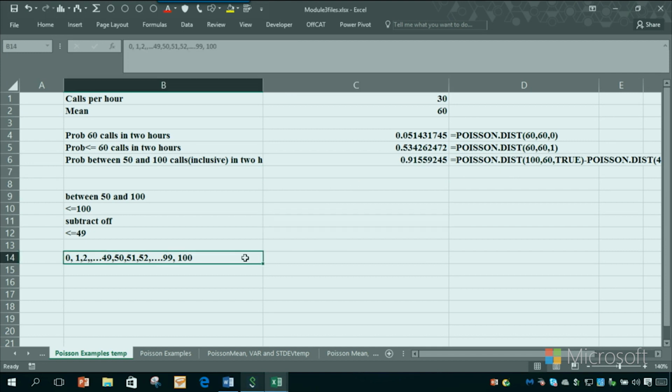That concludes our examples of Poisson probabilities. In the next video, we'll quickly tell you what the mean, variance, and standard deviation of the Poisson random variable are.